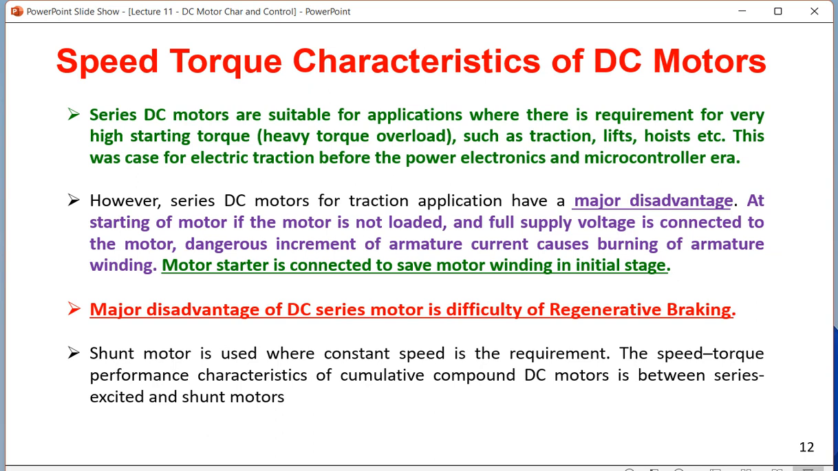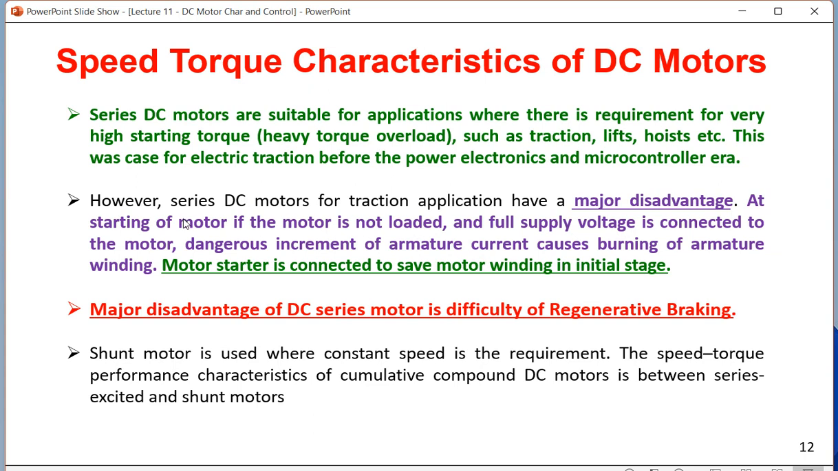That is a very big negative for the DC series motor. And I think you have studied in the first year why we connect a starter. What does the DC motor starter do? The starter reduces the initial very huge current flowing through the DC motor. As the motor picks up speed, we continuously keep cutting the resistance so that the armature conductor stays safe.